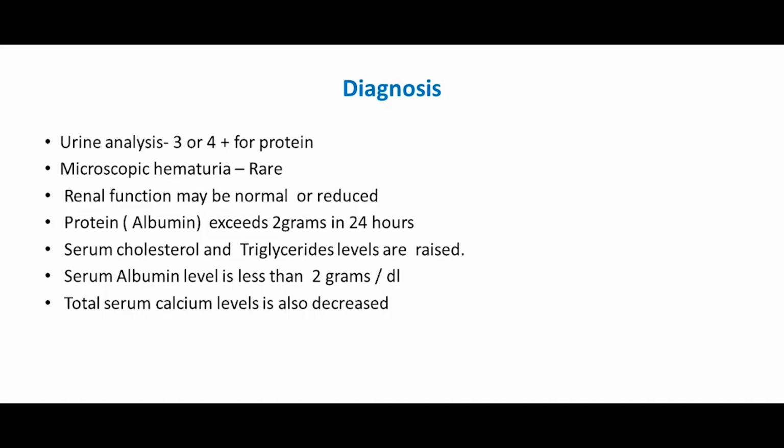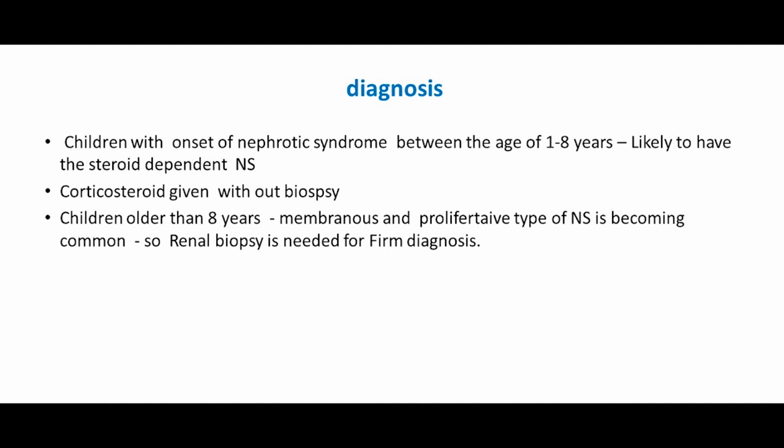Next one. How to diagnose again? Children with onset of nephrotic syndrome between the age of 1 to 8 years are likely to have steroid dependent nephrotic syndrome. Especially we Ayurvedic people, when we receive patients, usually receive the patient in this particular condition. The patient is taking a lot of steroids and is steroid dependent, and then he comes to Ayurveda. Corticosteroid can be given without doing any biopsy, because this is the initial treatment. In children older than 8 years, the membranous and proliferative types of nephrotic syndrome become common, so renal biopsy is required. So very clear: if the children are not responding to corticosteroid therapy, then renal biopsy is required. If they are responding, there is no exact reason for renal biopsy. Next one.